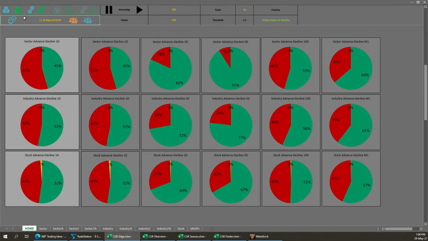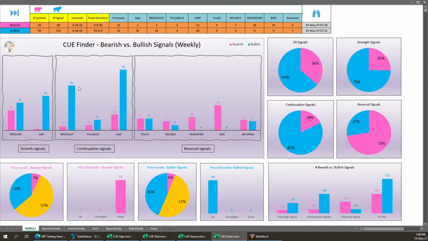Let's look at Finder now. Find our weekly, the balance between bullish and bearish signals. All signals are 64% bullish. Strength signal 75% bullish. Continuation 82% bullish. But reversal 73% bearish. And as I mentioned earlier, bullish strength associated with bearish reversal, that's actually bearish. So that's a reason to be cautious.